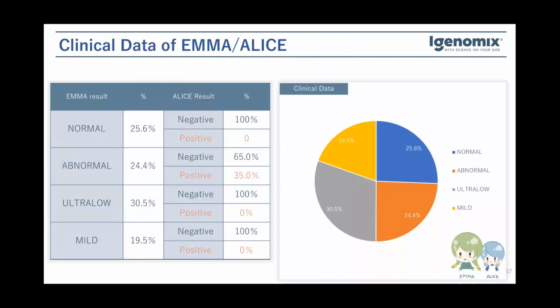So this is also the clinical data of MI-ALICE. Normal is 25%, this is the average data, and abnormal is 24%, ultra low 30%, and mild but dysbiotic is 19.5%. You see that these two show that the bacteria in the endometrium are very low, the biomass is very low. In Asia there's a lot of use of antibiotics, probably not only in Asia, but these wide spectrum antibiotics will kill a lot of good bacteria as well.